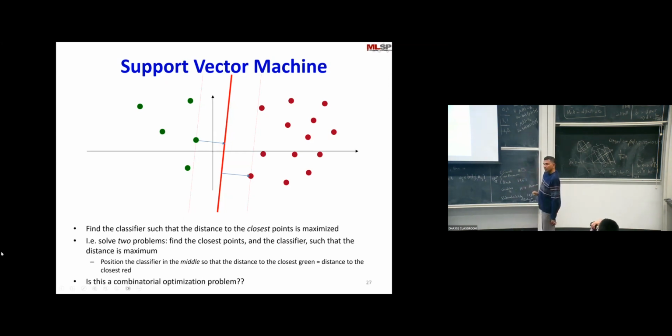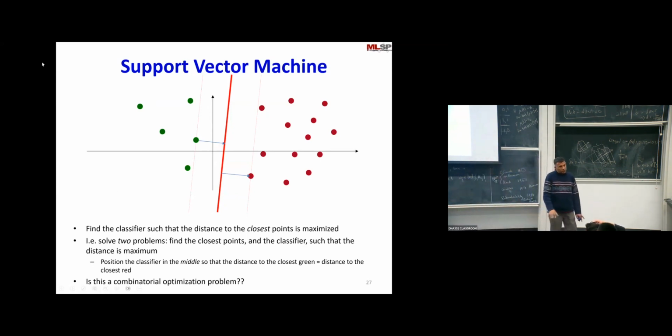So here's the problem. I have to find the boundary that is maximally distant from the closest data points. Now, when I draw an example like this, it's all very visually clear. It makes sense. You can see what are the various possible closest points. But in real life, if I just give you a bunch of data points, you have to decide which are the closest points and then find a boundary midway between the two, right? So that looks like a combinatorial optimization problem.